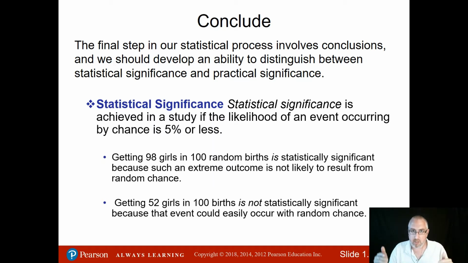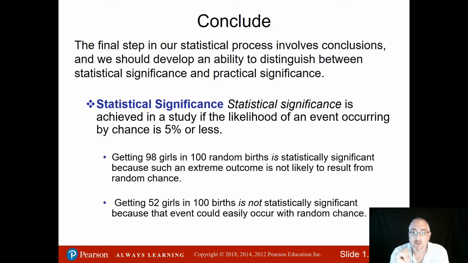Think logically. It says getting 98 girls in 100 random births is statistically significant because such an extreme outcome is not likely to result from random chance. So again, if you wanted to look at that 5%, 98% or 98 is within 5% of 100. So that's why they're saying it's statistically significant. So that's that 5% look, just in case you're curious. But just thinking common sense wise, if you get 98 out of 100 girls in 100 births, that's pretty remarkable. The chances of that is really small. It's definitely less than 5% chance that that's going to happen.